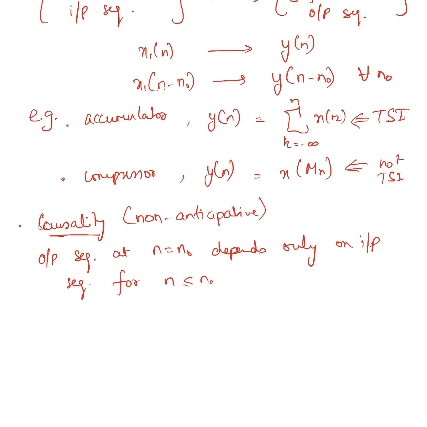Do this as a homework, or let's say verify that particularly for the compressor system, the first case if you have M less than 1, and the second case if you have M greater than 1. For both these cases, try to determine whether the compressor system is a causal system or not. I gave you the answer, but you can check by yourself also that for M greater than 1, the compressor is not a causal system. It becomes non-causal.